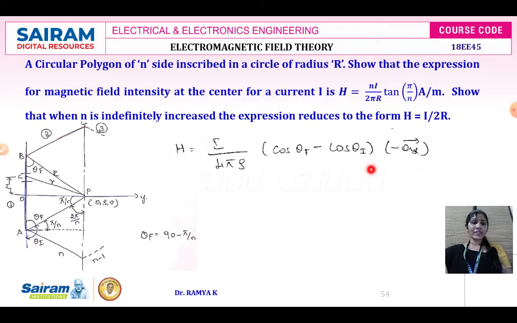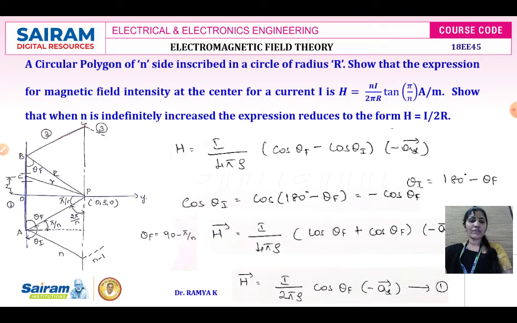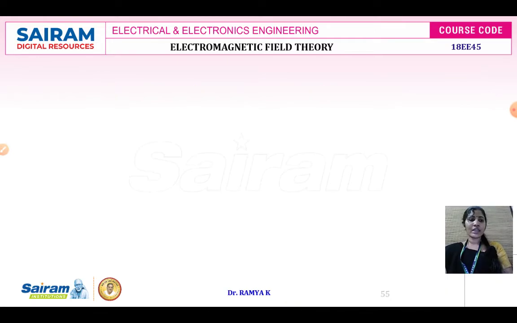This magnetic field intensity derivation we have already derived in the previous problem for one side. The same expression we are taking as reference to solve this particular problem. Here, what is the value of theta f? Theta f is nothing but 2 pi divided by n, and theta f is equal to 90 minus pi divided by n according to the diagram given. Theta i is 180 minus theta f, and substituting, we got the magnetic field intensity as I divided by 2 pi rho cos theta f, in the direction of minus ax vector.